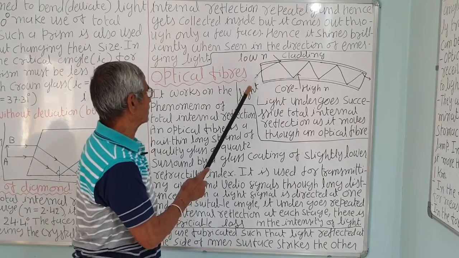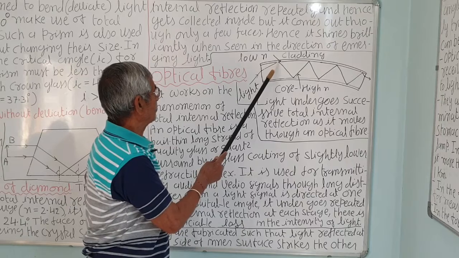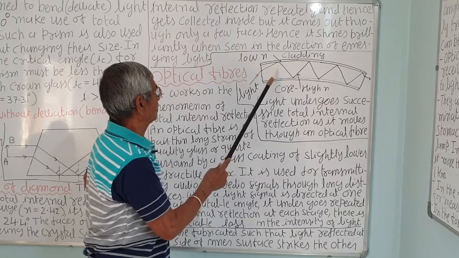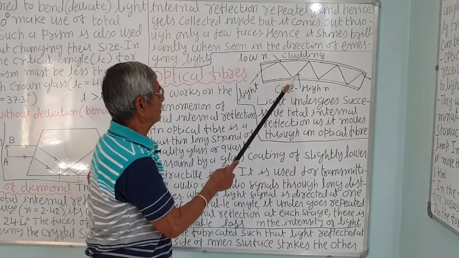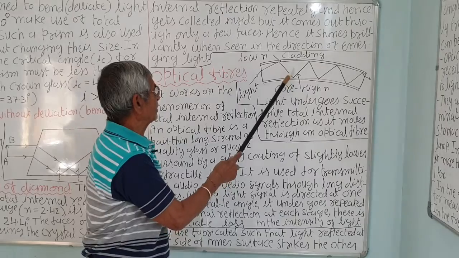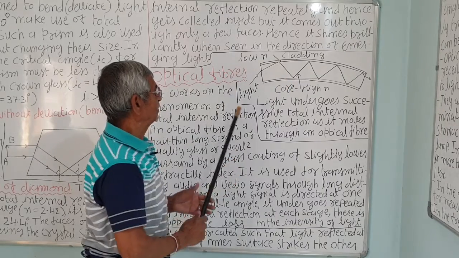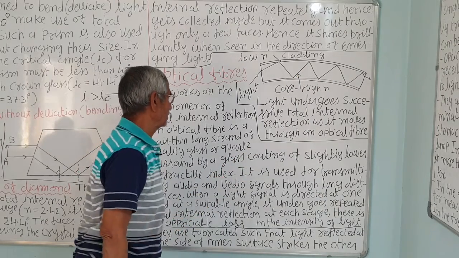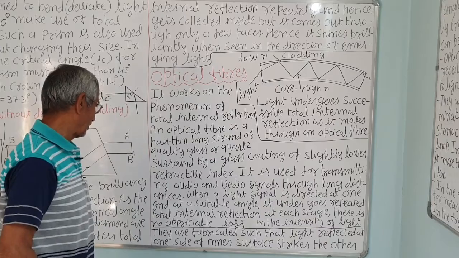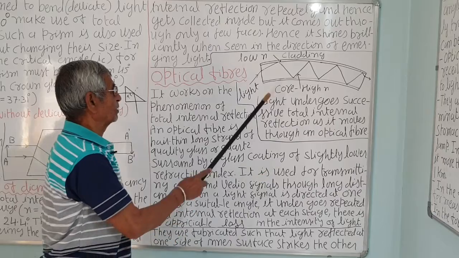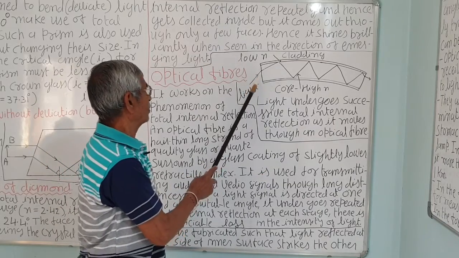Correct. So when a ray enters from the denser medium to the rarer medium, if it falls at an angle greater than the critical angle of this material, then it will undergo total internal reflection. Again, this angle is greater than the critical angle, so again it will be totally reflected. So multiple reflections take place before it comes out from the other end. Correct. It is used for transmitting audio and video electrical signals.